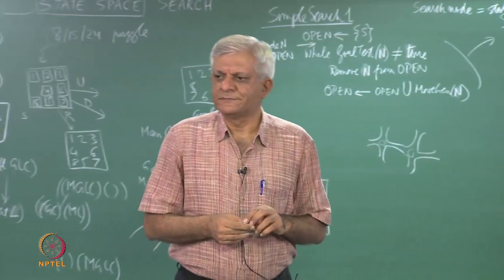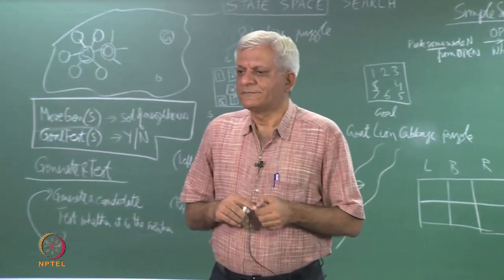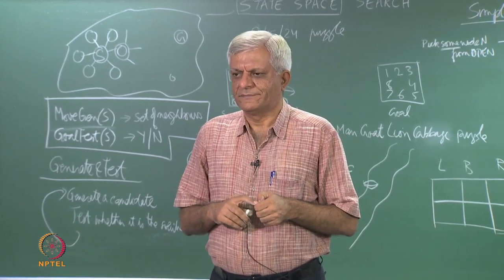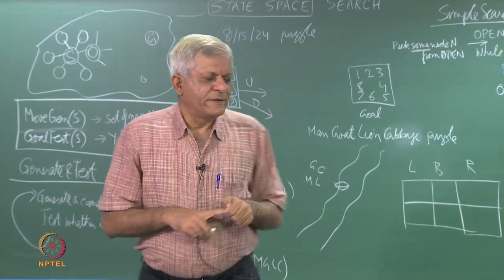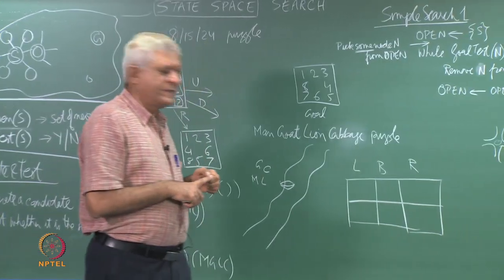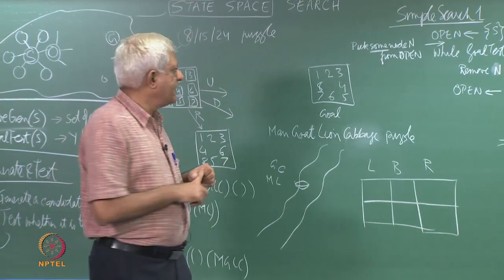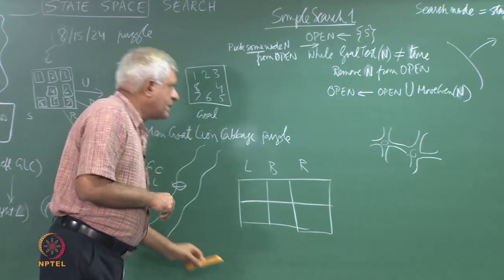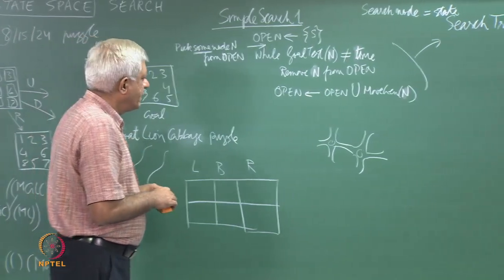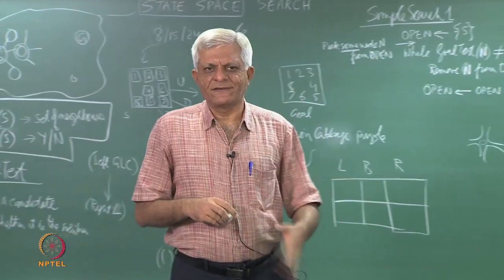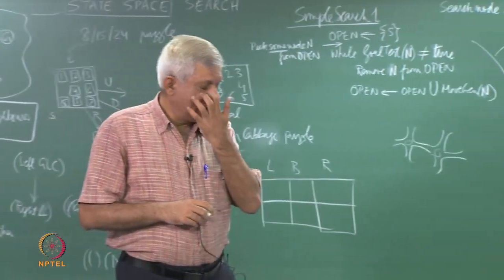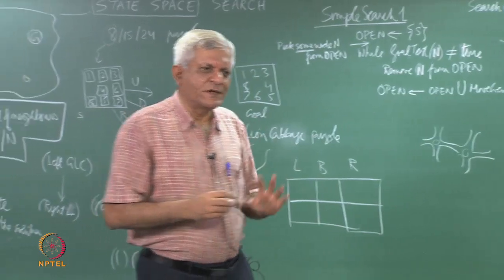Mark that state as visited and you will not come to that state. Mark that state as visited. That is the simplest way of doing it. And traditionally, what we do is we introduce another list, another set let us say, and we call it closed essentially.